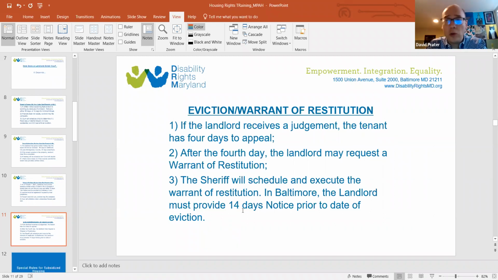So it is only the sheriff who can carry out this eviction. The landlord cannot do it. No one else can do it. Only the sheriff. In Baltimore City, a landlord must provide 14 days notice prior to the date of an eviction.